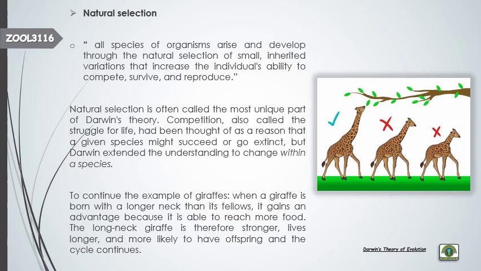So, natural selection is often called the most unique part of Darwin's theory. As we are talking about Darwin's theory as a mechanism of evolution, this is one of the important steps in that mechanism. That is natural selection.